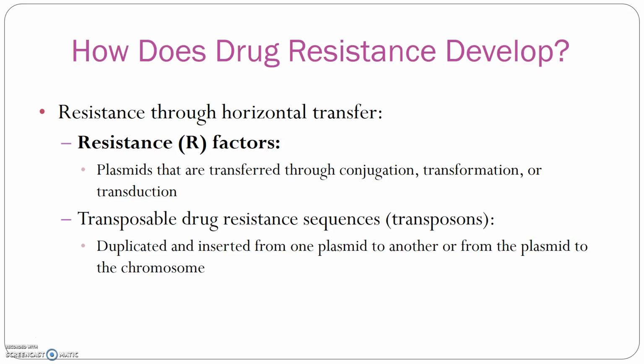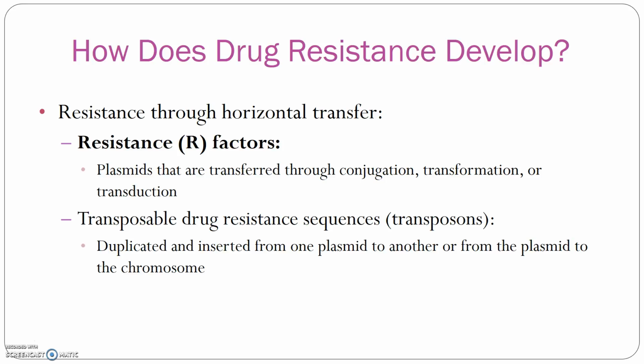So again, how does this drug resistance develop? This is usually through a process of horizontal transfer through resistance factors or R factors. We did not get into these processes very much, but bacteria are able to transfer their plasmids through 3 different processes: conjugation, transformation, or transduction. So these are the 3 methods by which the plasmids can be transferred.